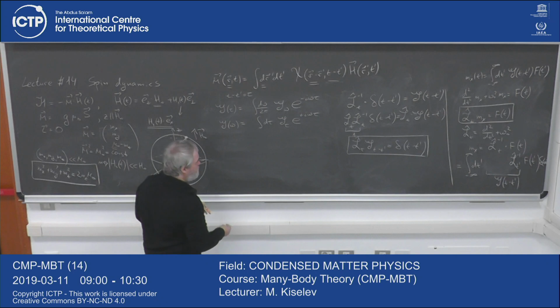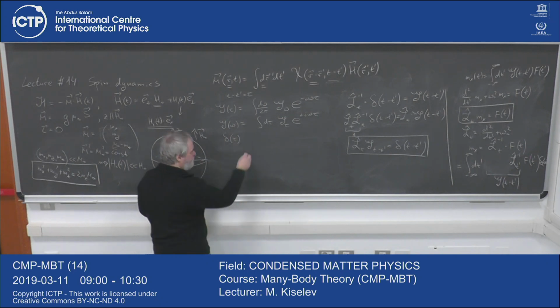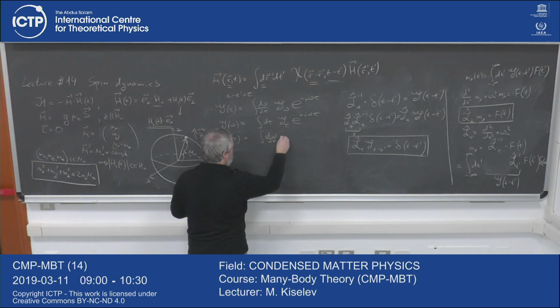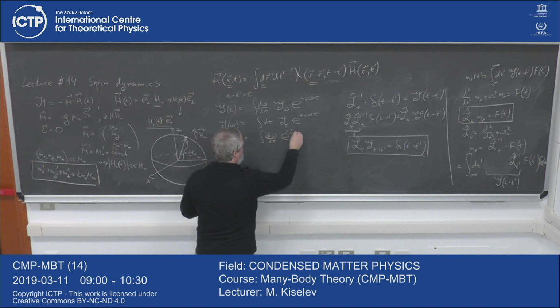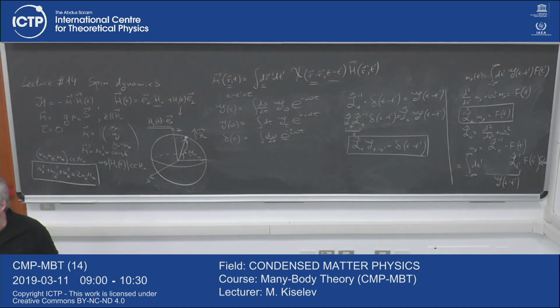Now, let me also recall that delta tau can be Fourier transformed as integral over d omega over 2 pi e to the power minus I omega tau. You remember that the Fourier transform of the delta function is equal to 1. This is a white noise.